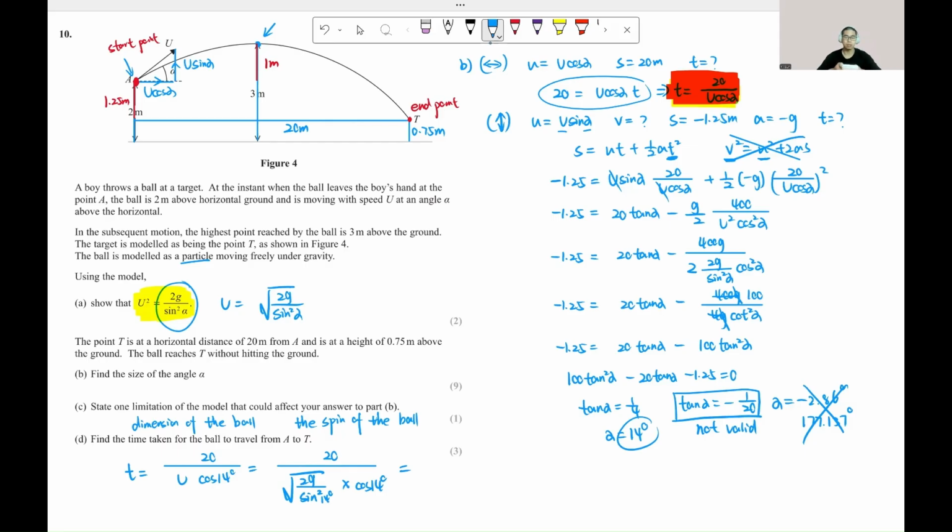So put that in the calculator, it will give us the answer. 20 over the square root of 2 times 9.8 over sine 14 degrees squared, and then times cos 14 degrees. So that should be 1.126. We're going to round it to 1.13 seconds, and that will be the final answer.